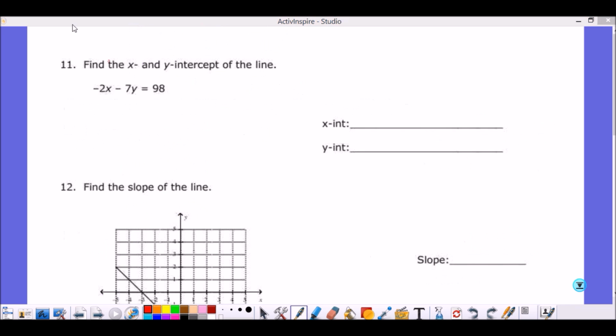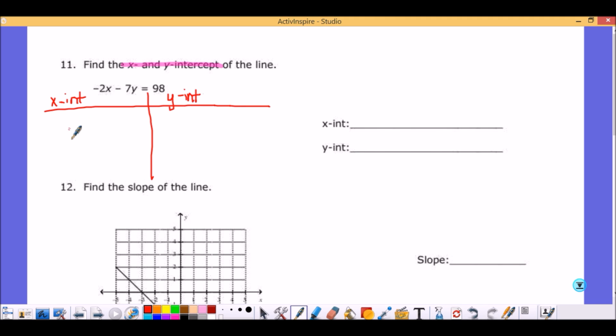For problem number 11, I want to find the x-intercept and the y-intercept of the line. So that means I want the x-intercept, which means I only want the x, and I want to find the y-intercept, which means I only want the y value. All right, so what I'm going to do is write the problem twice. So I have negative 2x minus 7y equals 98.